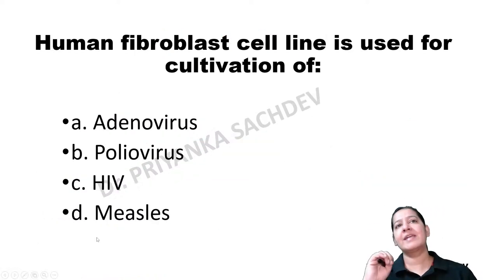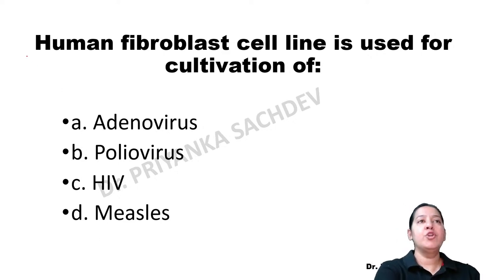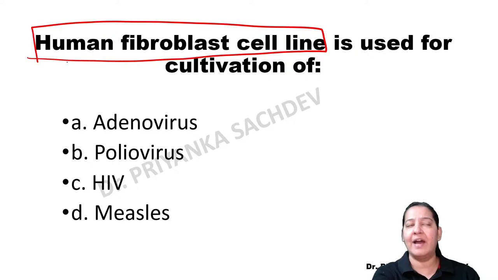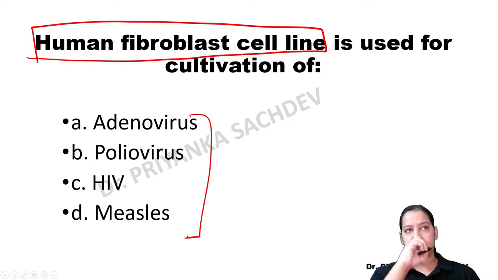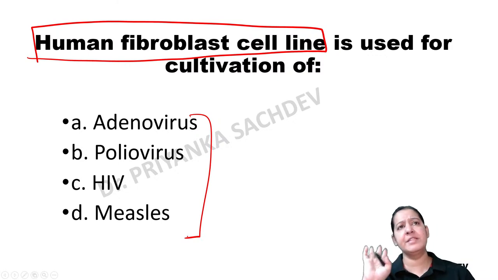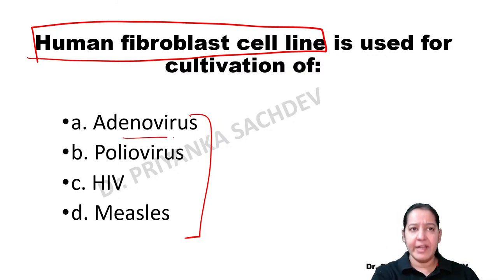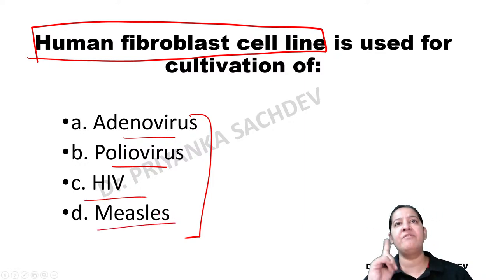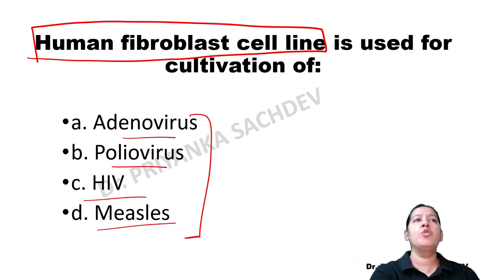Okay, the next question is in front of you. Human fibroblast cell line, a type of cell culture, is used for cultivation of which virus? You have to learn the examples. Adenovirus, poliovirus, HIV virus or measles? For which of the following viruses do we use human fibroblast cell line? First tell me, are human fibroblast cell lines primary, diploid or continuous?